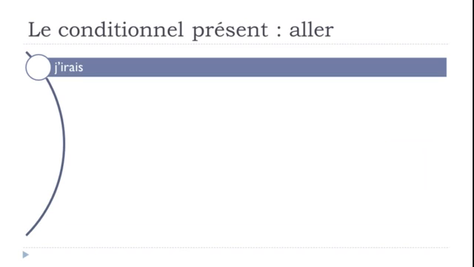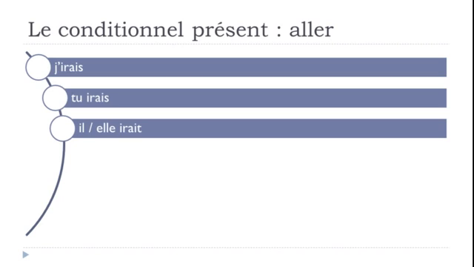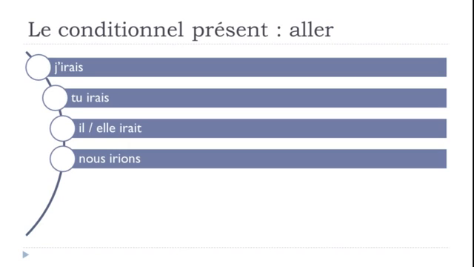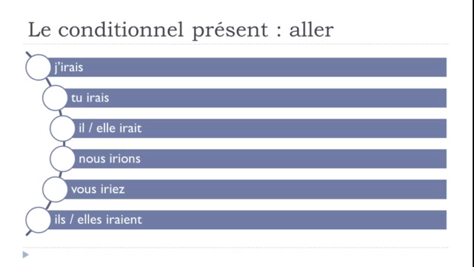The first form goes like j'irais, tu irais, il irait, elle irait, nous irions, vous iriez, ils iraient, elles iraient. Let's check them one more time.